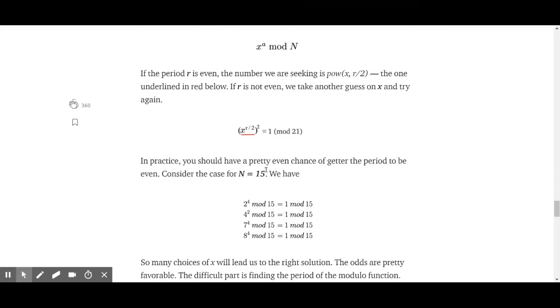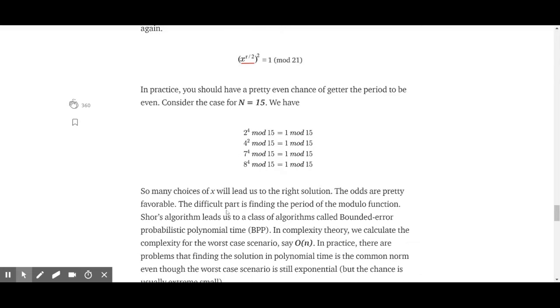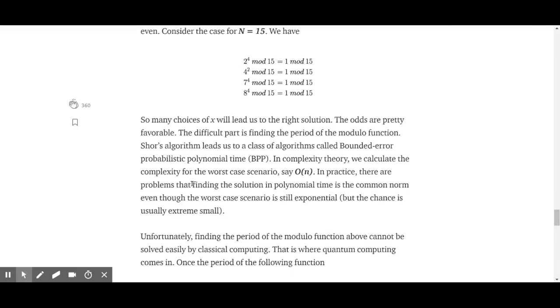In practice, you should have a pretty even chance of getting the period to be even. Consider the case for n equals 15. We have this. So many choices of x will lead us to the right solution. The odds are pretty favorable. The difficult part is finding the period of the modulo function. Shor's algorithm leads us to a class of algorithms called bounded error probabilistic polynomial time, BPP. In complexity theory, we calculate the complexity of the worst case scenario, say O(n). In practice, finding the solution in polynomial time is the common norm, even though the worst case scenario is still exponential, but the chance is usually extremely small.